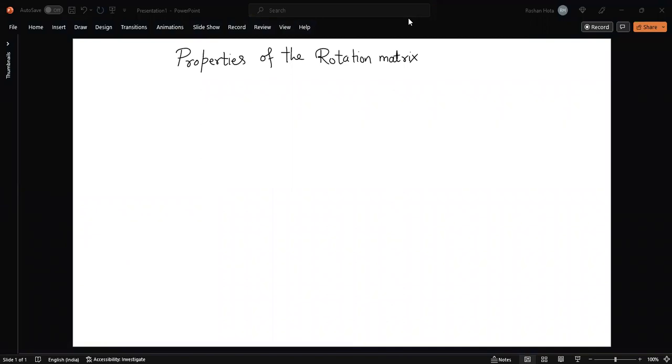Let us discuss some properties of the rotation matrix. I assume that we know what a rotation matrix does. There could be two interpretations of what a rotation matrix does. The first is that it describes one frame relative to the other.